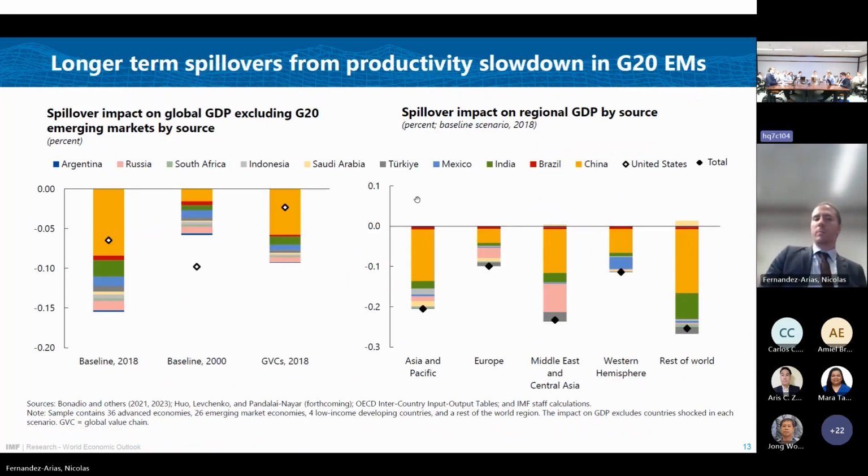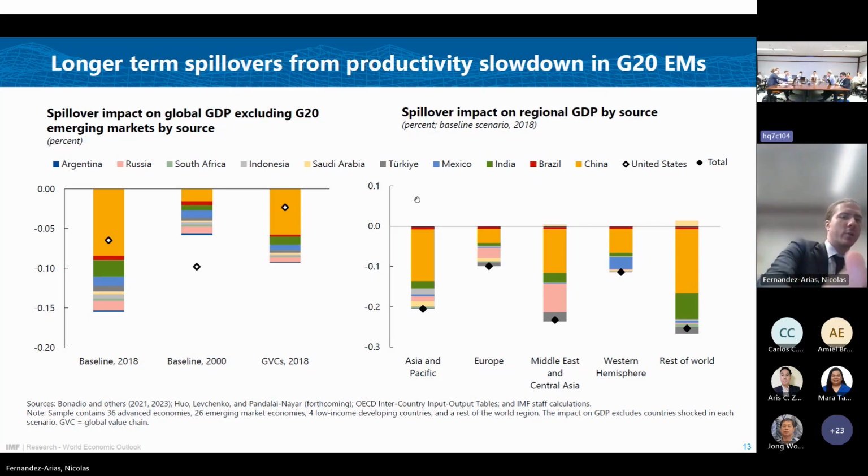So turning to the analysis with the quantitative trade model, on the left panel we show the results of two of the scenarios that we run. The leftmost bar looks at a scenario in which we take 2018 input-output data and shock every sector in all G20 emerging markets with a negative 2.5% TFP shock.